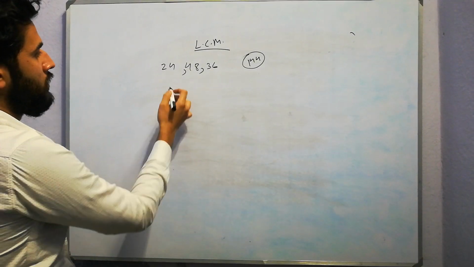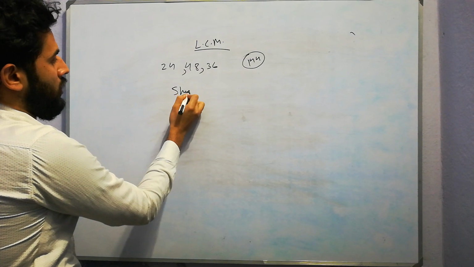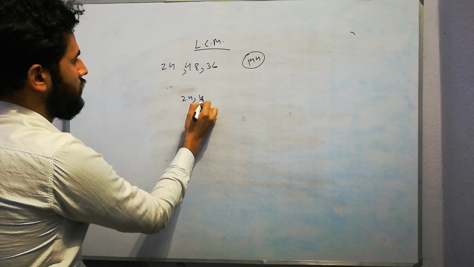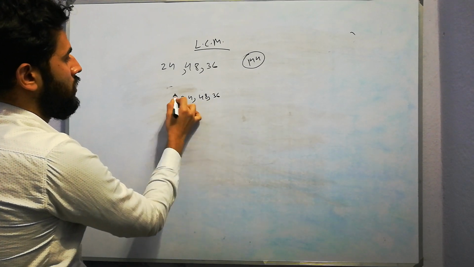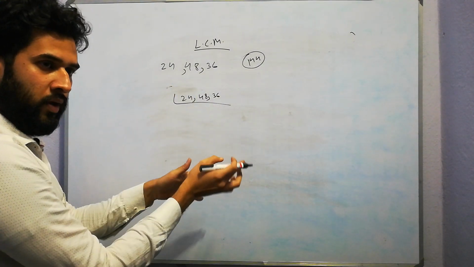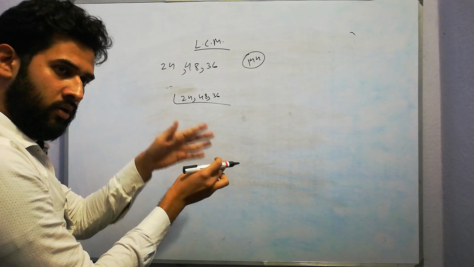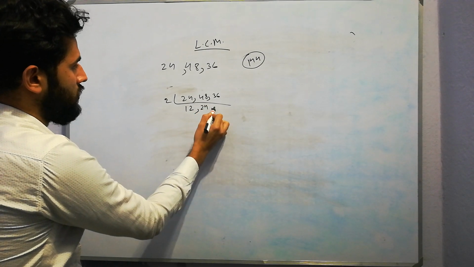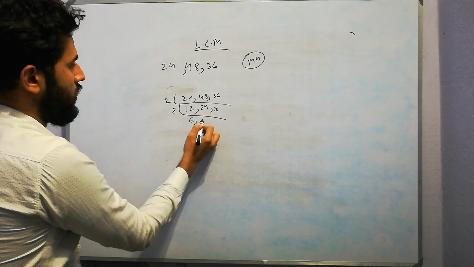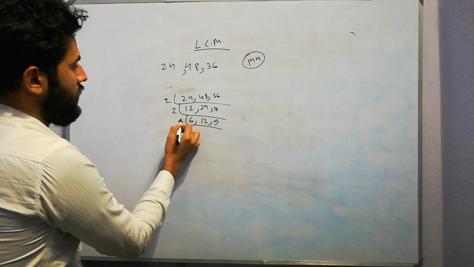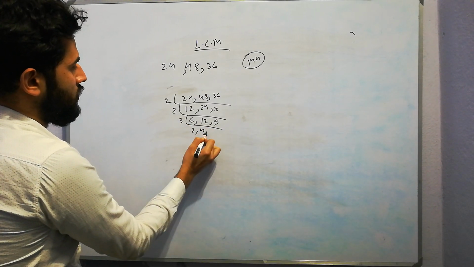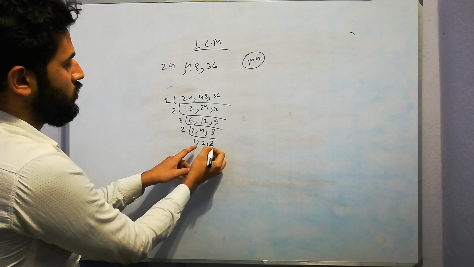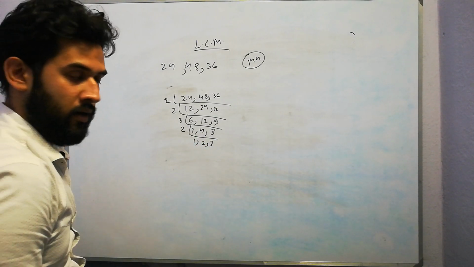Next will be the short division method. It is also called the short method. To do that we'll do it like this. 2 has to go, or at least 3 or at least 2. 2 1s are 2, 2 2s are 4, then 2 24s are, 2 18s are. Next 2 6s are 12, 2 12s are, then 2 9s are, then 3 2s are 6, 3 4s are, then 3 3s are 9. Then again 2 1s are 2, 2 2s are 4, 3. This 2 becomes prime number, so we'll stop here.